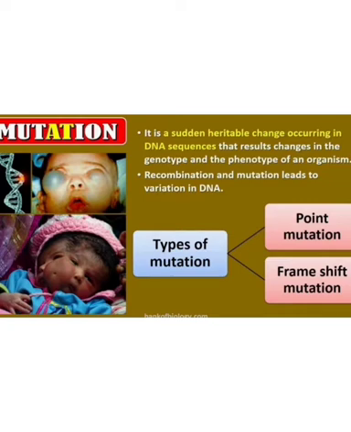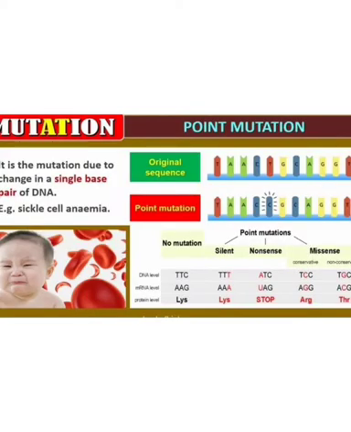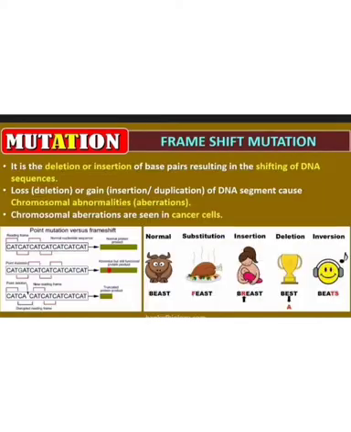Let us see what we mean by point mutation. The mutation that arises due to a change in a single base pair of DNA is known as point mutation. It causes sickle cell anemia, that we will discuss later. The deletion or insertion of base pairs of DNA causes frame shift mutation, resulting in the shifting of the DNA sequence.